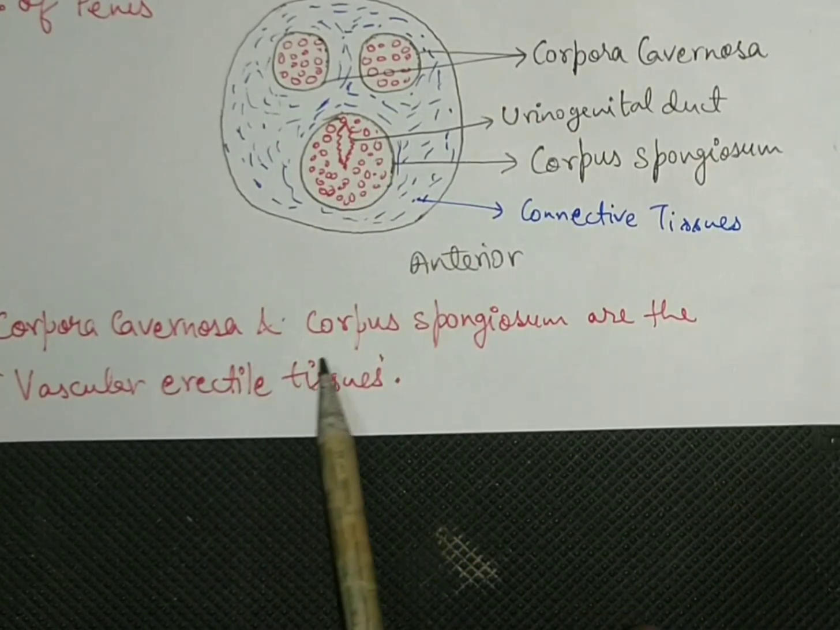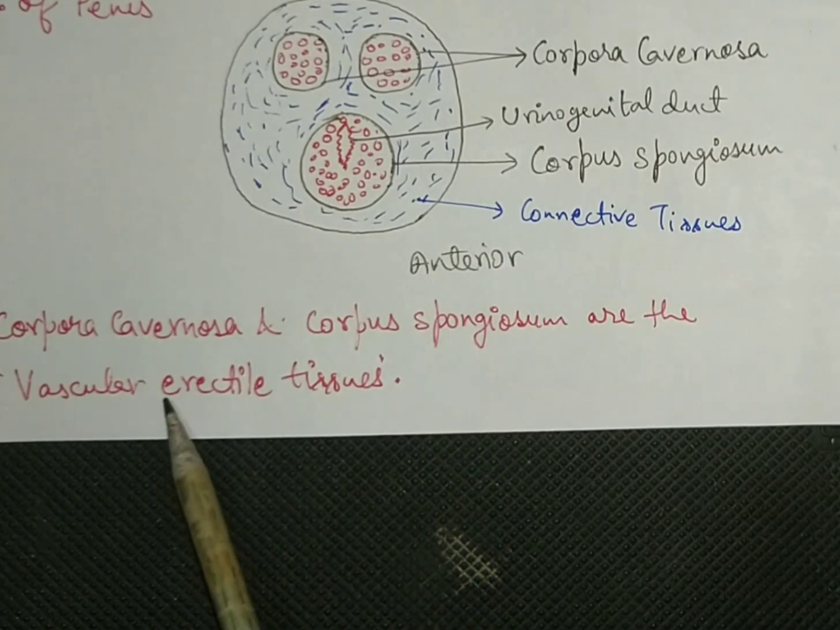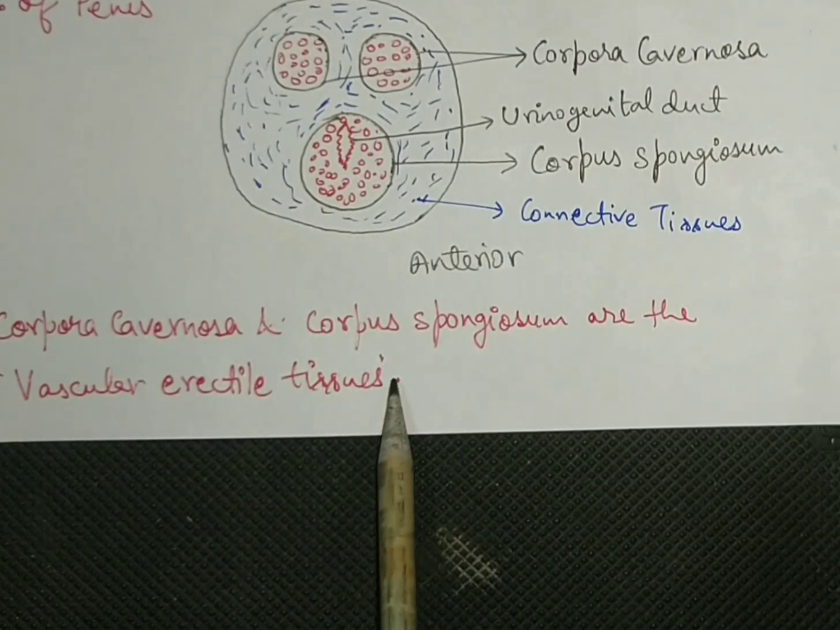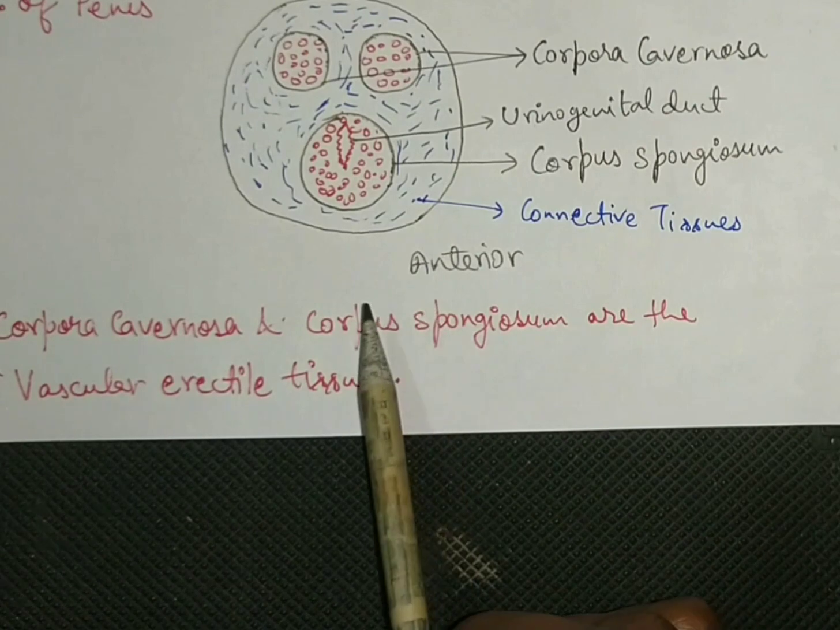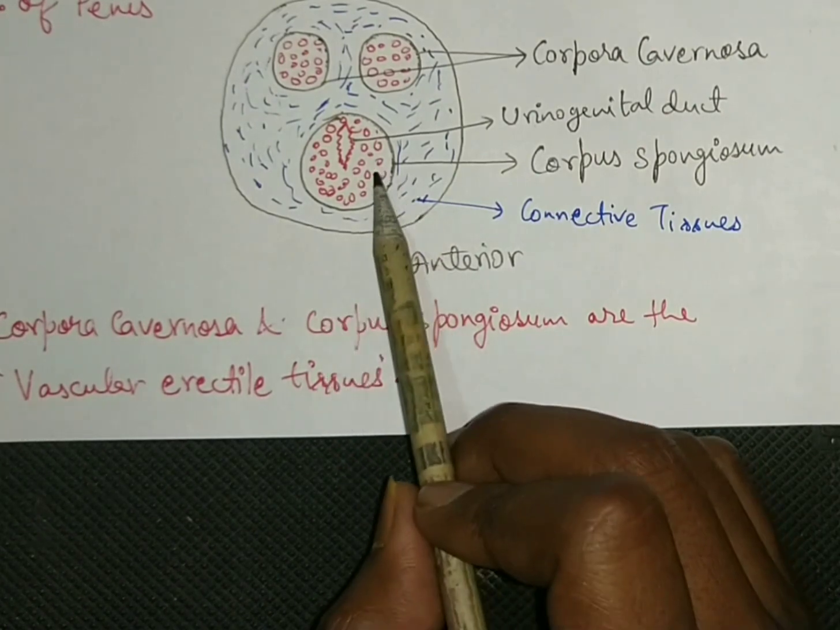Corpora cavernosa and corpus spongiosum are the vascular erectile tissues, and these tissues help in erection of the penis due to the availability of blood vessels.